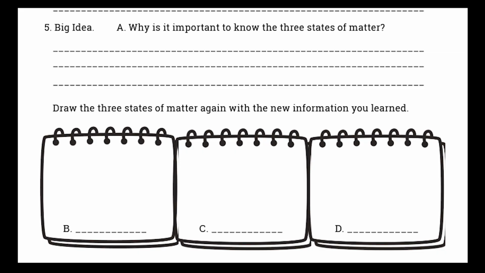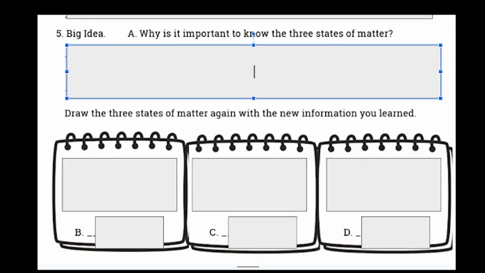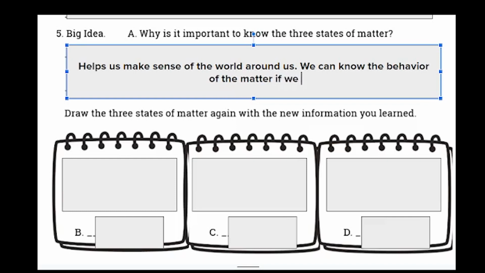5, big idea. Why is it important to know the 3 states of matter? Finally, let's redraw our 3 states of matter now that we've done the simulation. Why is it important to know the states of matter? Like a lot of things in chemistry, it helps us understand the world around us better. If we know what the environment is, like if it's really cold, then we know water is going to be solid and the ice is going to be dangerous. We know the behavior of the matter better when we know the state of the matter.